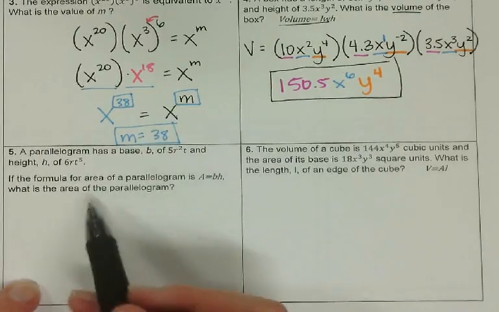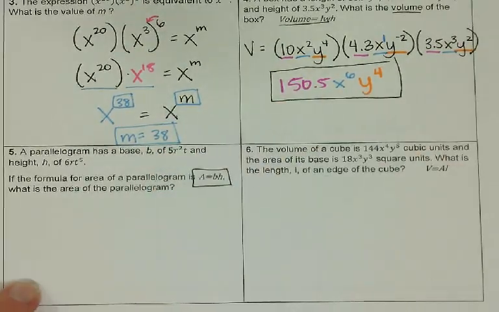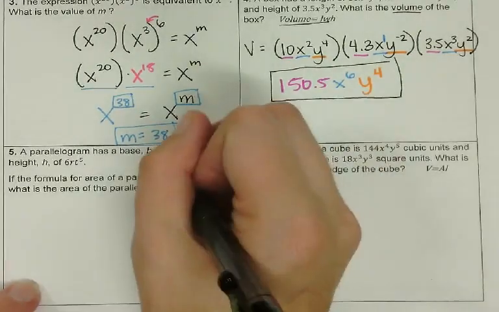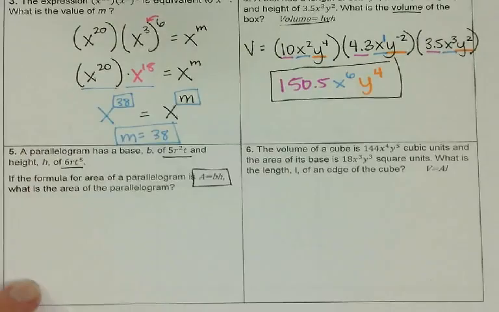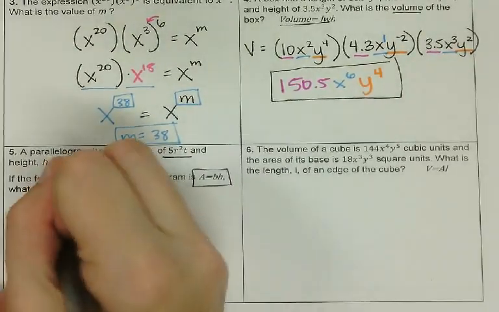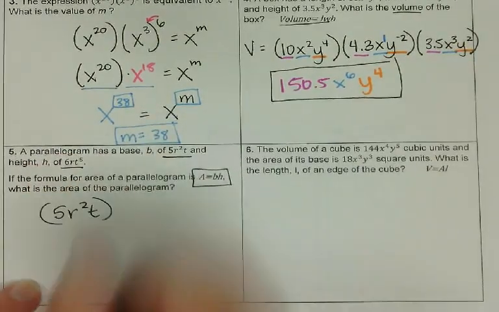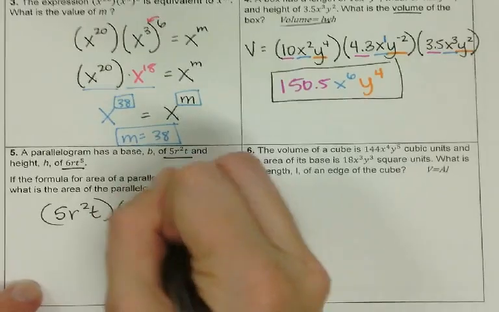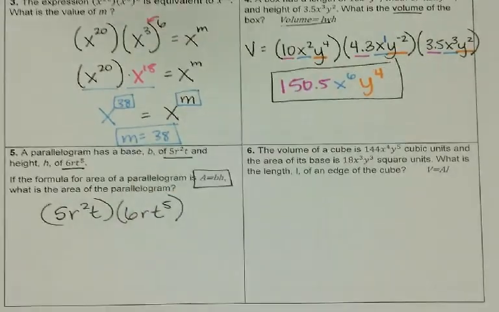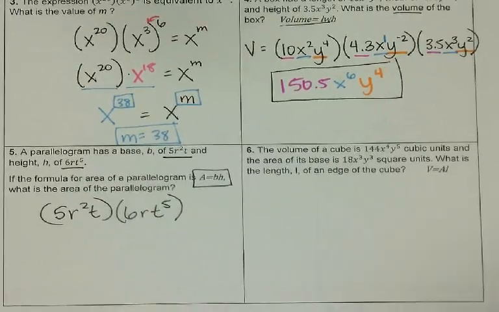Okay, so guys, here we go. If the area of a parallelogram is your base times your height, do we know the base? Yeah. Okay. Do we know the height? Yeah. So what are we going to do? Yes, go for it. Yep. 5r squared t times 6r t to the 5th. All we're doing is multiplying them together. You're absolutely correct. So when we multiply them together, we're doing our product rule.